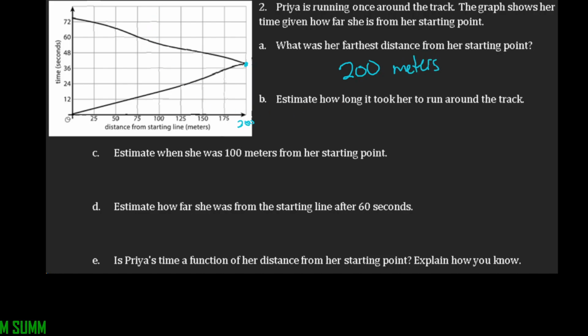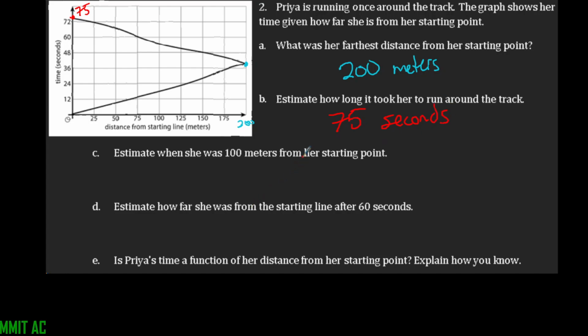Then for the next one, it says estimate how long it will take her to run around the track. Well, if we notice, it goes to the far right and then to the far left. So about right here is going to be about 75 seconds. So we're going to say 75 seconds for this one.